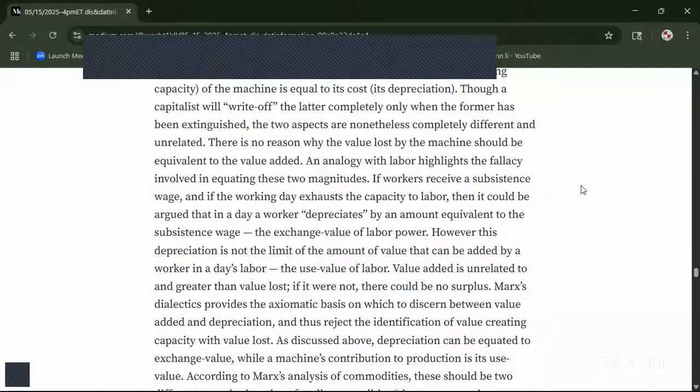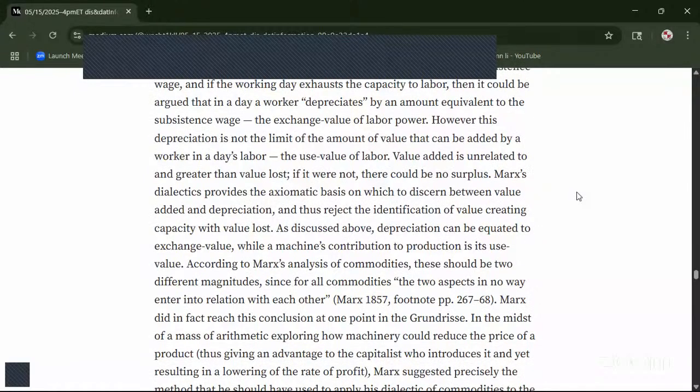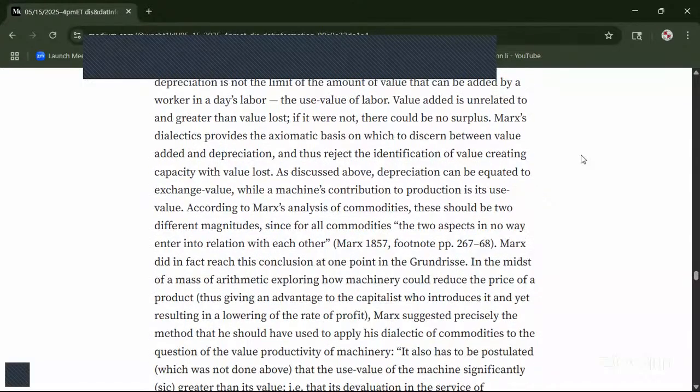Marx's dialectics provides the axiomatic basis on which to discern between value added and depreciation, and thus reject the identification of value creating capacity with value lost. So it's not an equivalence in that sense. As discussed above, depreciation can be equated to exchange value when a machine's contribution to production is its actual use value. According to Marx's analysis of commodities, these should be two different magnitudes, since for all commodities, the two aspects in no way enter into relation with each other. Marx did, in fact, reach this conclusion at one point in the Grundrisse. This is where the idea is these bodies of critiques of political economy sort of come into congruence.